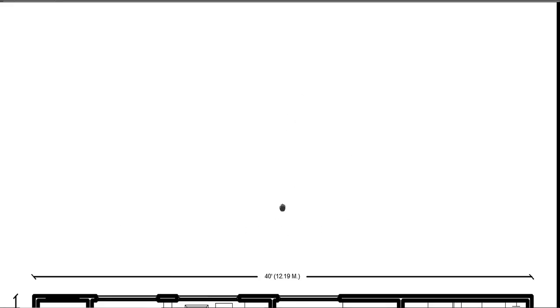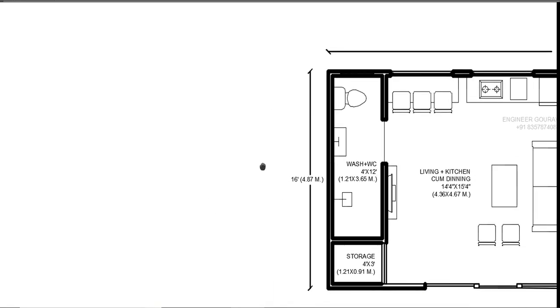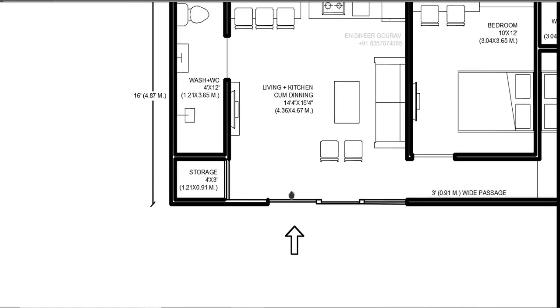There are 2 shipping containers of 40 feet. The total area I have taken is a length of 40 feet, in meters 12.19 meters, and a width of 16 feet, in meters 4.87 meters. In the front we have a sliding door here. After that we'll go inside.